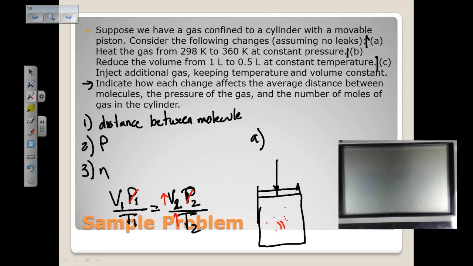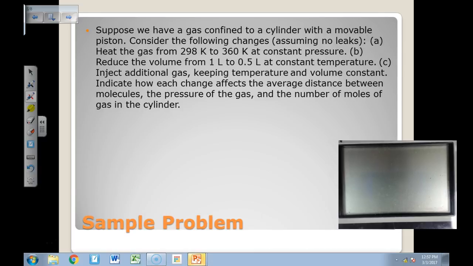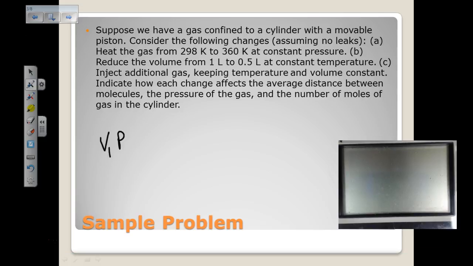So for part B, it says reduce the volume, keeping the temperature constant. So I'm going to again look at my V1 P1 over T1 equals V2 P2 over T2. Now the temperature is being held constant, so we're going to ignore that. The volume is going to decrease, so the pressure has to increase to compensate.